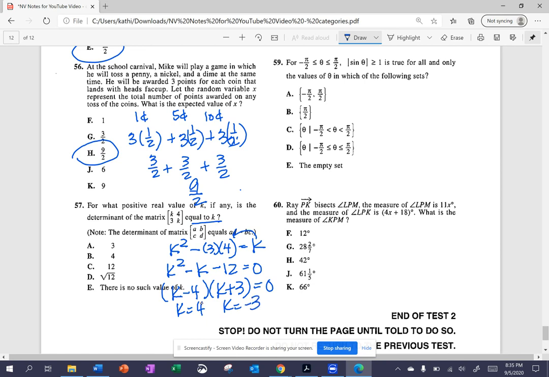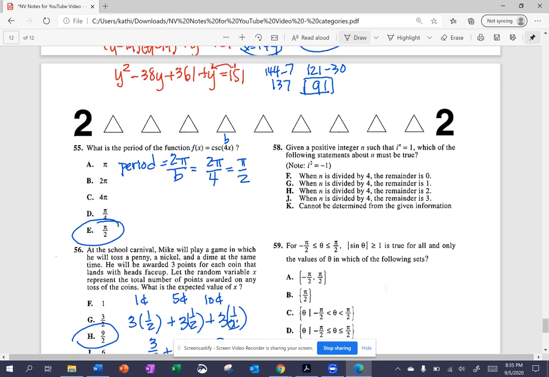So the choices over here are 4. It just doesn't have negative 3 as a choice. Doesn't mean that's not a solution. It's just not the answer choice. All right, 58.